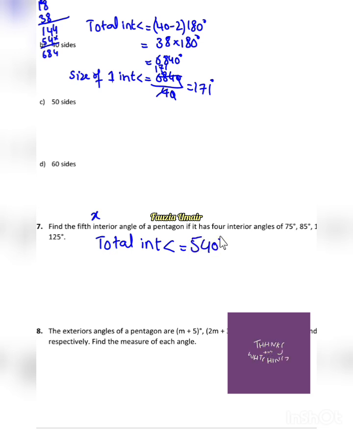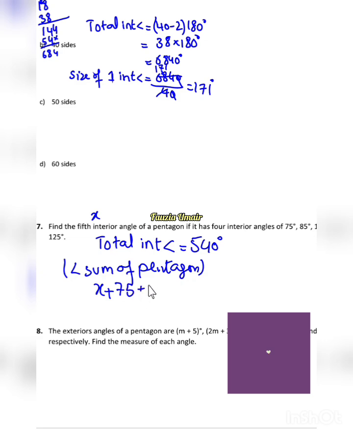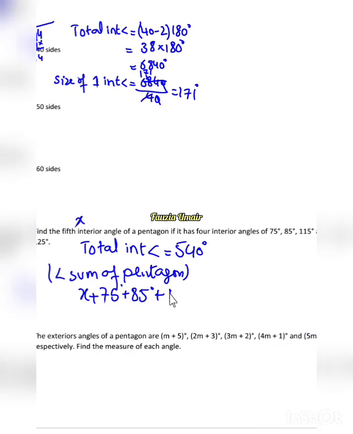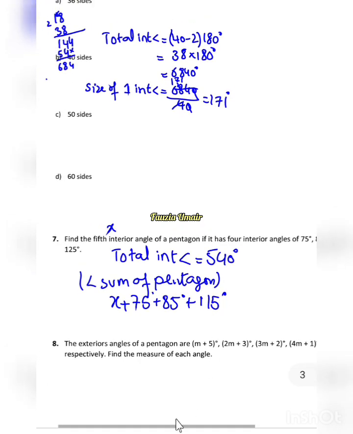So I will use it directly, and I will say that the angle sum of a pentagon is that you need to add all the 5 angles, and they add up to 540 degrees. 75, 85, these are the given angles, plus there is one I cannot see, 115, and the last one is 125. If we add all these 5 angles, the total sum is 540 degrees. So now just add them all.